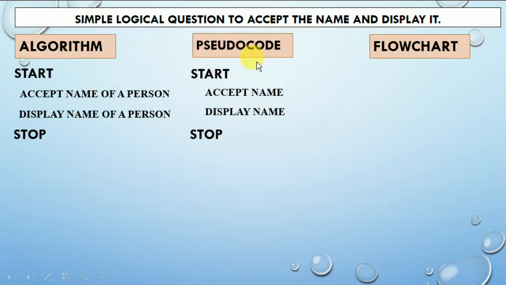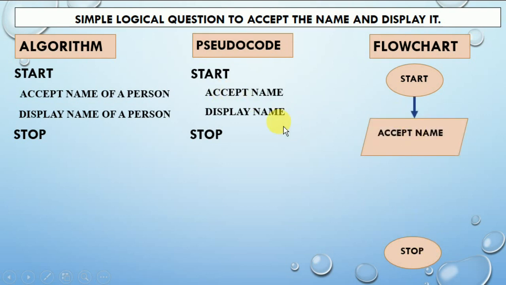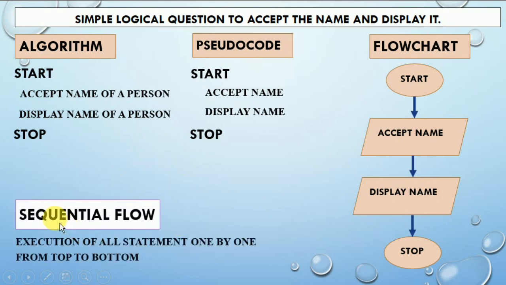Now we convert this pseudocode to a flowchart. Again, start and stop is going to be there. This is accept the name. The box for input is going to be this one. Accept name, and the same for the next one, display name. So if you have seen, these are the flow lines. It's going downwards. So what is the method that we are using? This is called sequential flow. Everything is going on in sequence.